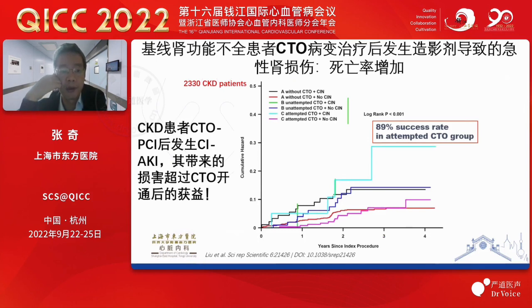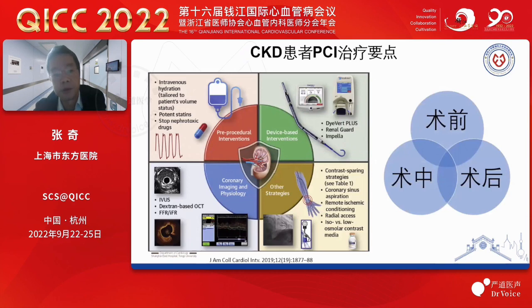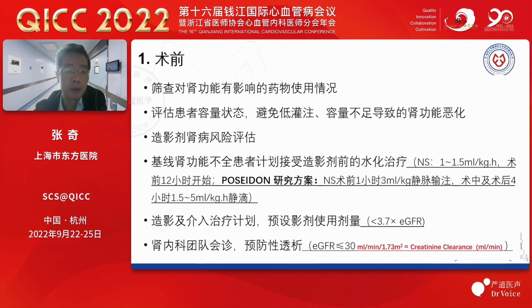However, there is one set of data we're going to share with you. You can see that for the patient with baseline renal dysfunction who had a CTO and had the PCI for CTO, once the patient has a renal impairment, the mortality will be higher. So for the CKD cases, if we're going to do the PCI, these are the key points. Firstly, I will have 3 stages to focus on. The first is the preoperative stage.